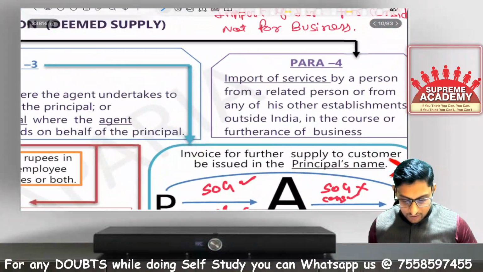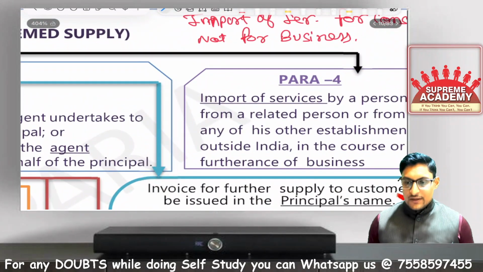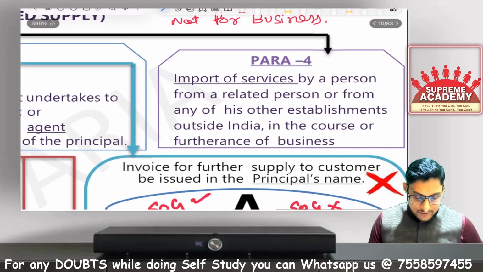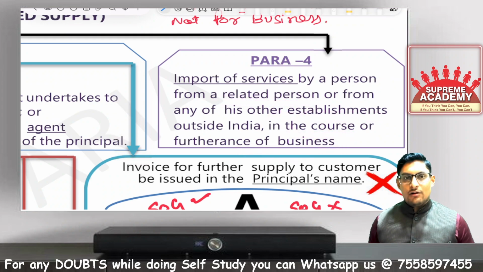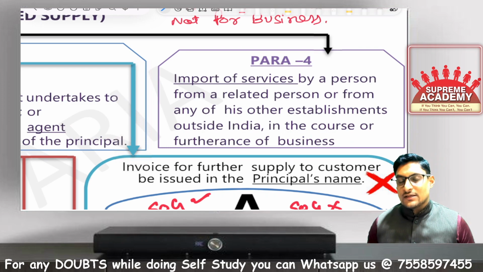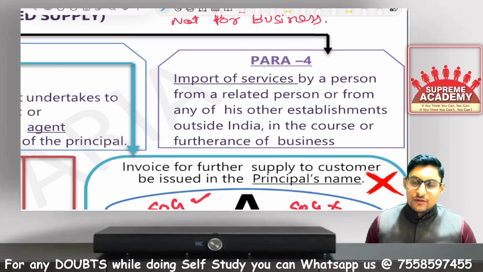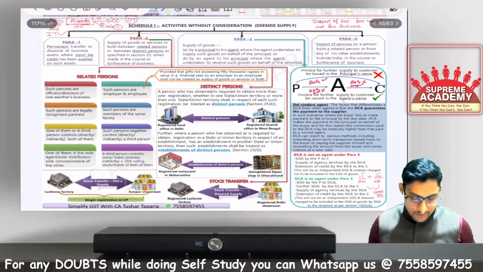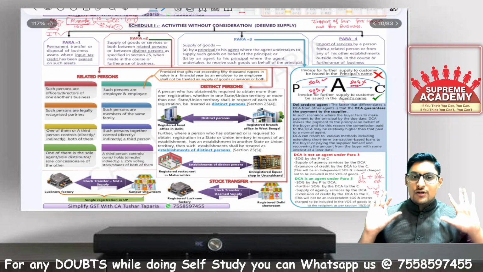And the last entry of schedule 1 para 4 is import of service by a person from a related person or own establishment outside India in the course or furtherance of business. Now, import of service without consideration, but in the course or furtherance of business, imported from a related person or own establishment. So this is all about schedule 1.